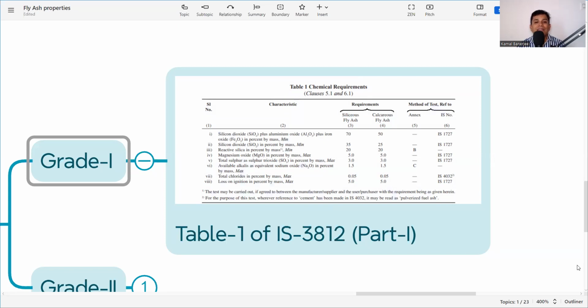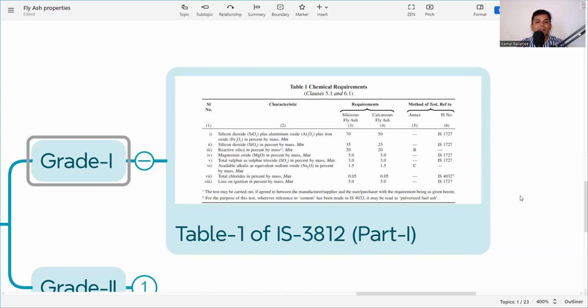Then silicon dioxide in percentage by mass, minimum 35. Here it is 25. Reactive silica in percentage by mass, minimum here is 20, it is 20. And magnesium oxide in percentage by mass is 5 and 5.